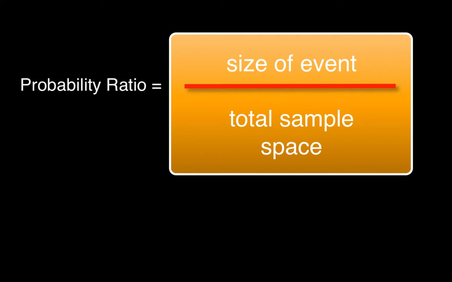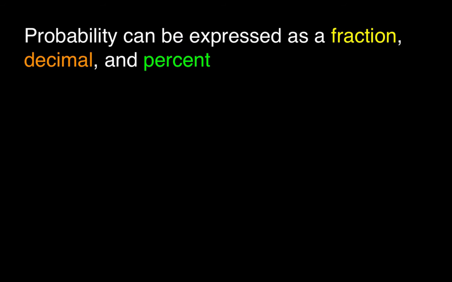Here is the probability ratio. It equals size of the event over total sample space. Event is something you are looking for specifically. Total sample space, that's how many possible outcomes there are for the given situation. Theoretical probability can be expressed as a fraction, decimal, or percent.